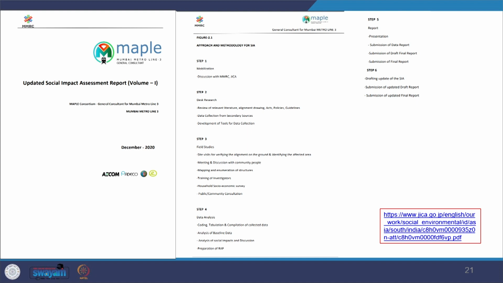Another example I have taken is from Mumbai Metro Line 3. This was done by Maple. There's a social impact assessment report created for JICA, the funding agency. Here you can see how they undertook the entire SIA process and the approach and methodology they adopted. They undertook desk research, then a field study, then data analysis, and then the draft report was prepared and review was done.